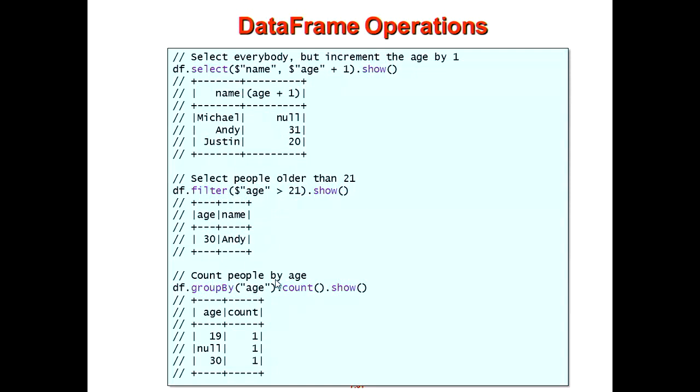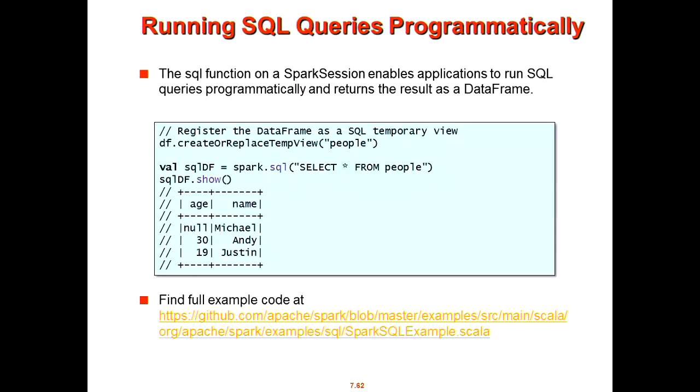And we can also count people by age, so we can use groupBy. We group by age, so for each age, we can count the number of persons whose age is of this value. So that's for groupBy. So you can see that many relational database operations are supported by the data frame object. So you can use the data frame object APIs to do these things.